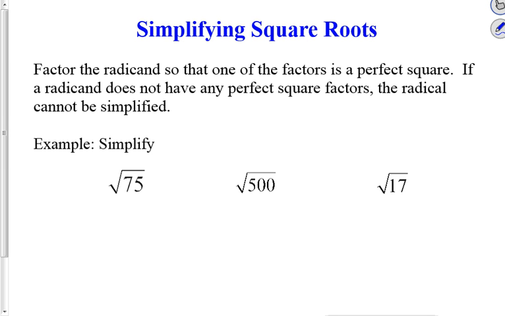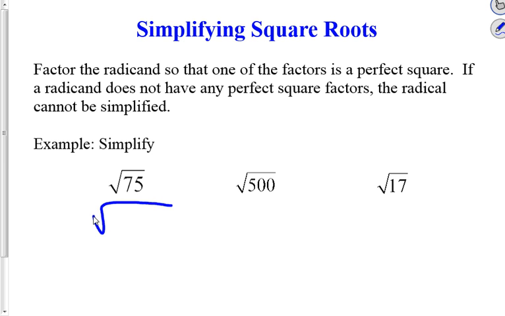So we have 3 examples. The first one is the square root of 75. Now, we first recognize that 75 is not a perfect square, right? So we can't just take the square root of it and get a whole number. That's not going to happen. So what we need to do is we need to simplify the square root of 75. We need to factor 75 into 2 numbers, one of which is a perfect square. That's why we need to know our perfect squares so well.